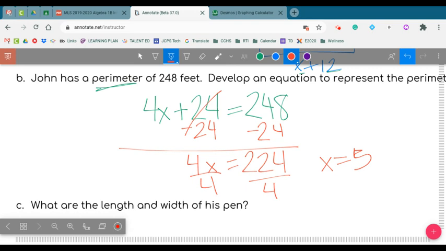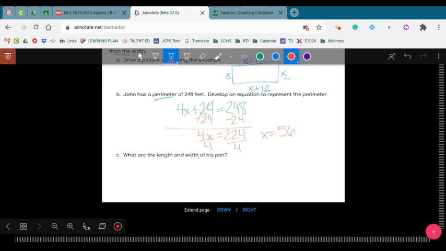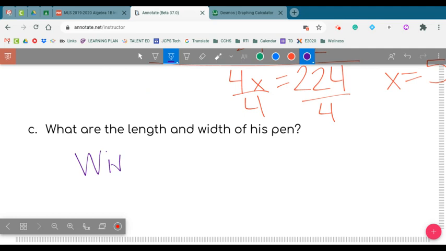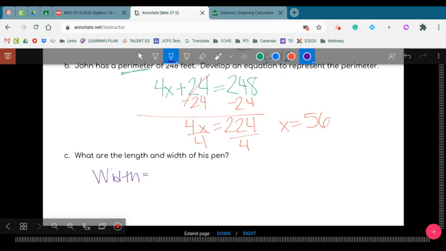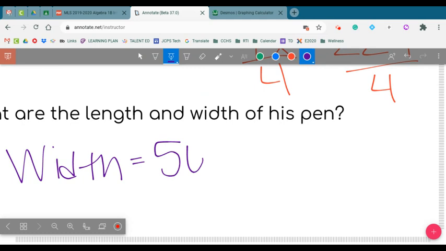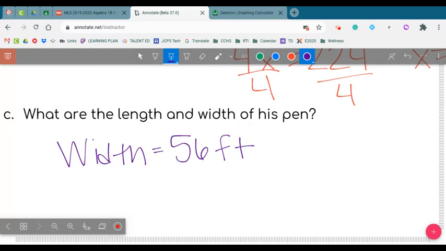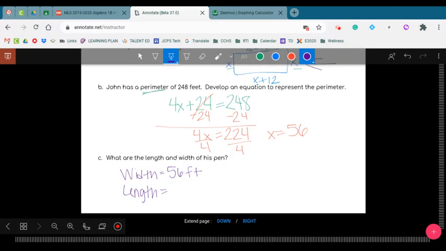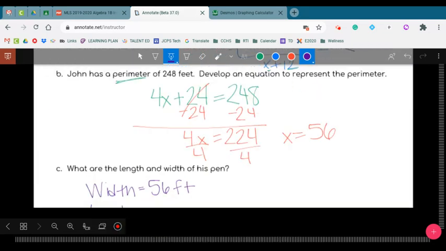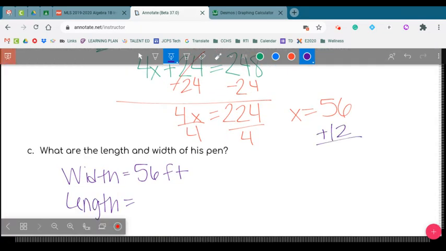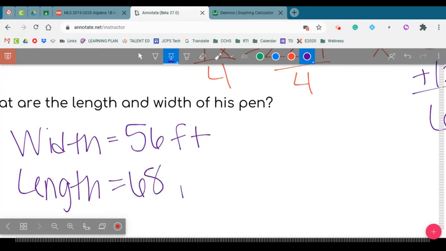So if we remember from our picture, x is my width. So my width equals 56 feet. And then my length, it said in the beginning that our length had to be 12 feet longer. So we add 12 to the 56, and we get 68. So my length is 68 feet.